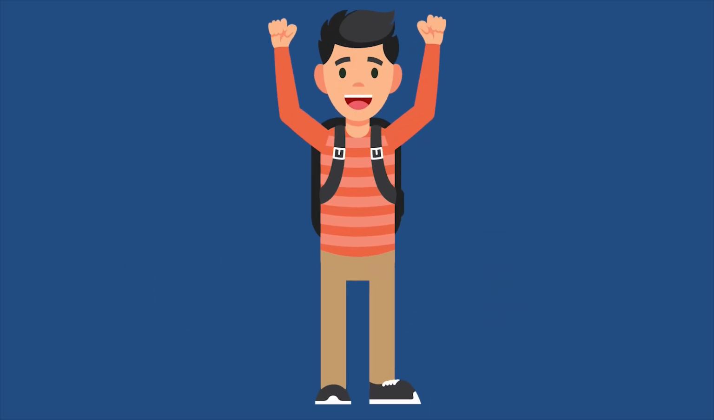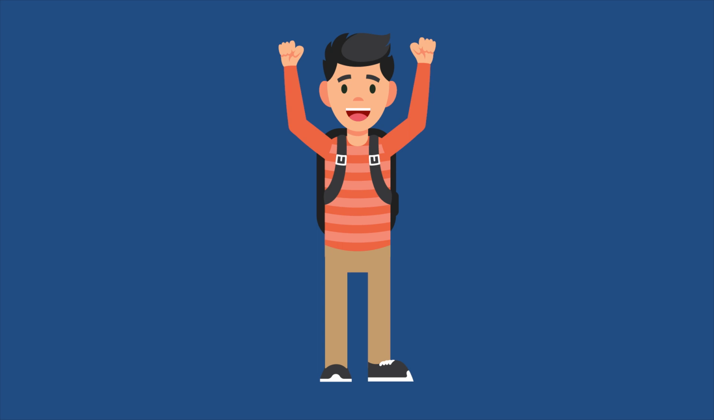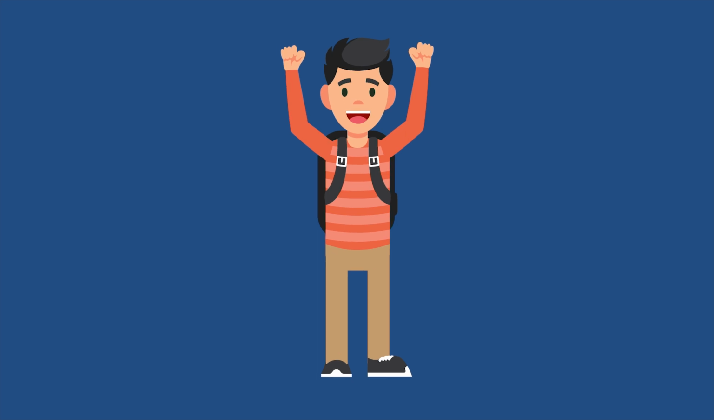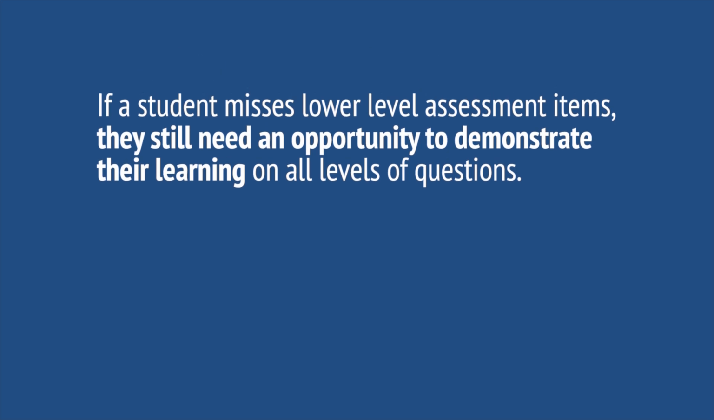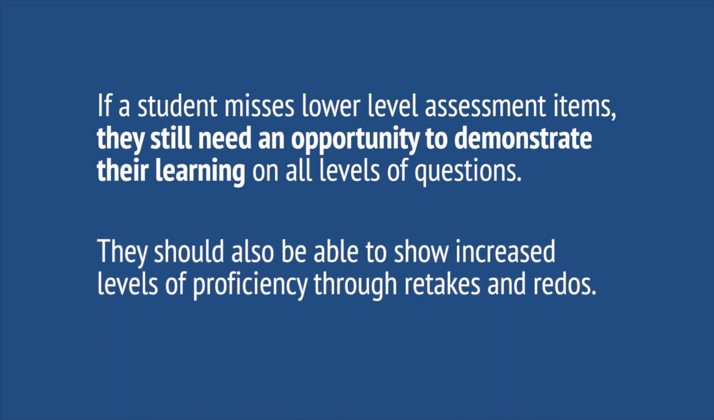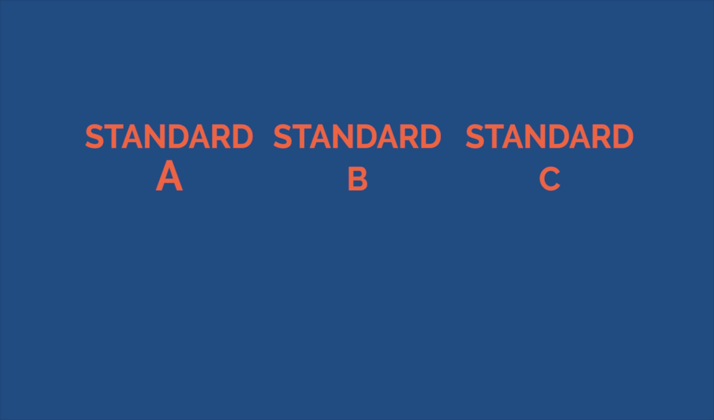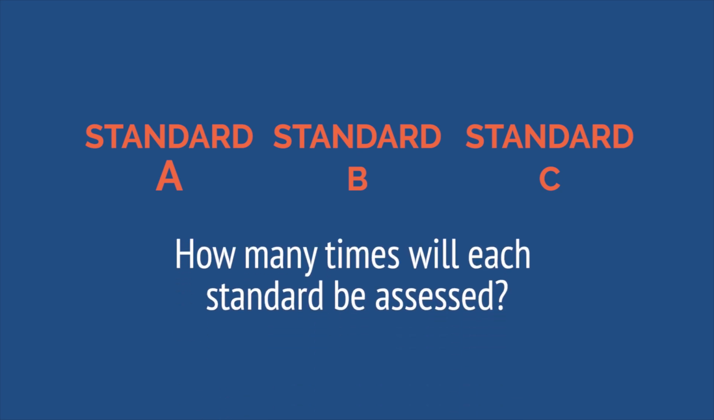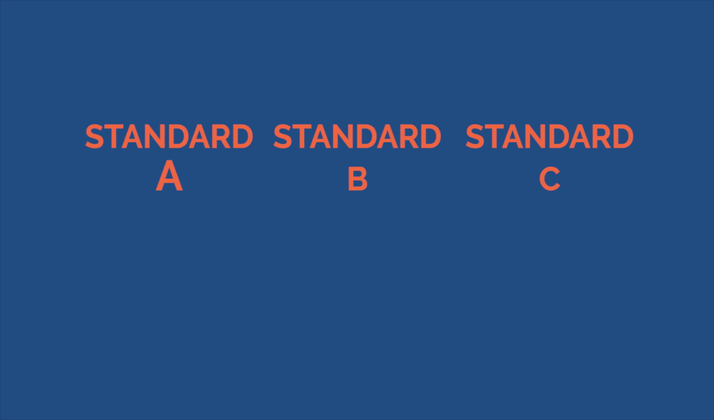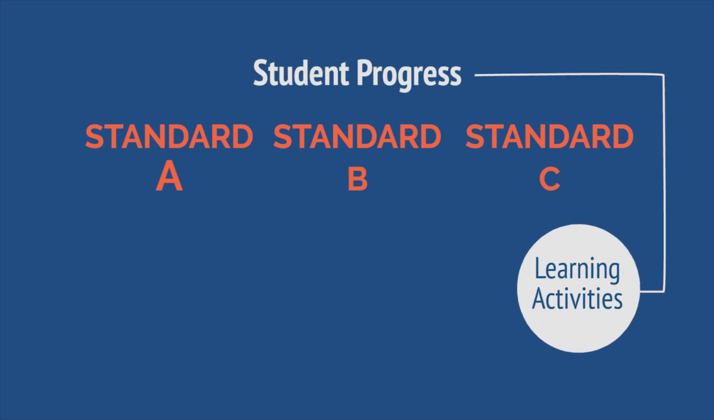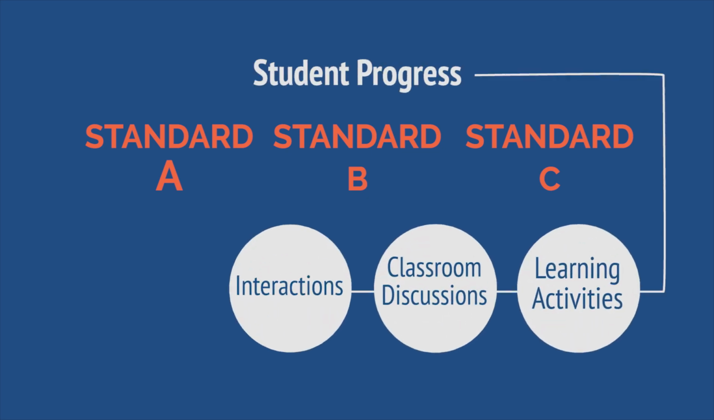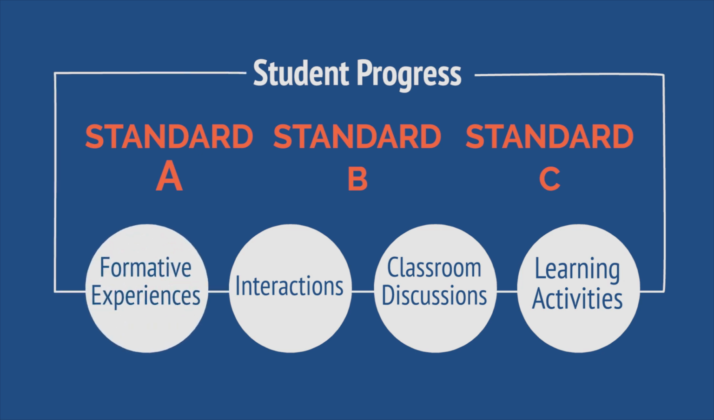Additionally, all students should be given opportunities to demonstrate proficiency and achieve their highest level. If a student misses lower-level assessment items, they still need an opportunity to demonstrate their learning on all levels of questions. They should also be able to show increased levels of proficiency through retakes and redos. It is the teacher's responsibility, in collaboration with their PLC, to determine how many times a standard is assessed. This decision should be informed by students' progress on learning activities, classroom discussions, interactions, and other formative measures.